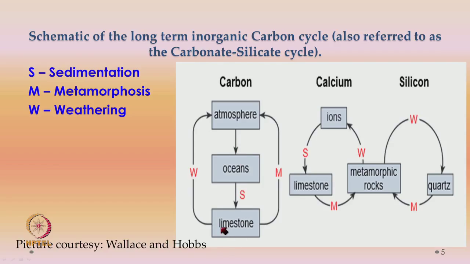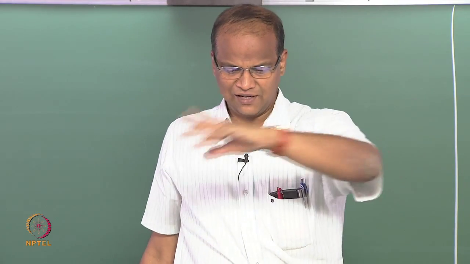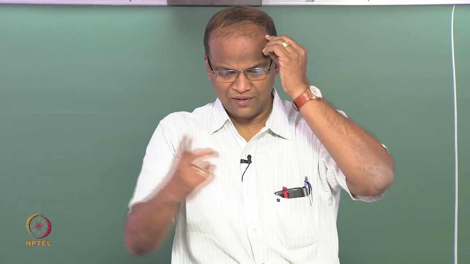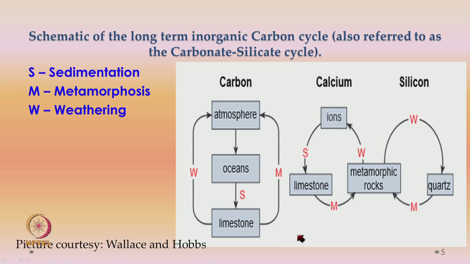From limestone, weathering can take place, because of the action of ocean waves and all that. And then again, you can recycle it back to the atmosphere, which is the left side of this. Or you can also have metamorphosis, which can recycle it back to the atmosphere. Next, go to the calcium cycle.